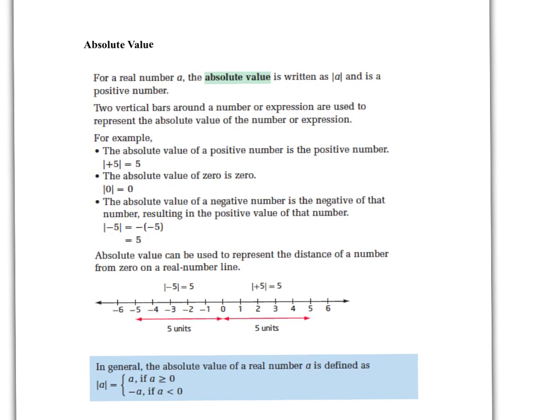This is a definition of absolute value that I like: it's the distance of a number from 0 on a number line. So if we look at this number line, 0 is here. And if we look at positive 5, 1, 2, 3, 4, 5, it's 5 units away. But if you look at negative 5, it's still 1, 2, 3, 4, 5 units away. So however far it is from 0, that distance, that's the absolute value. Whether you're going in a negative direction or a positive direction doesn't matter.